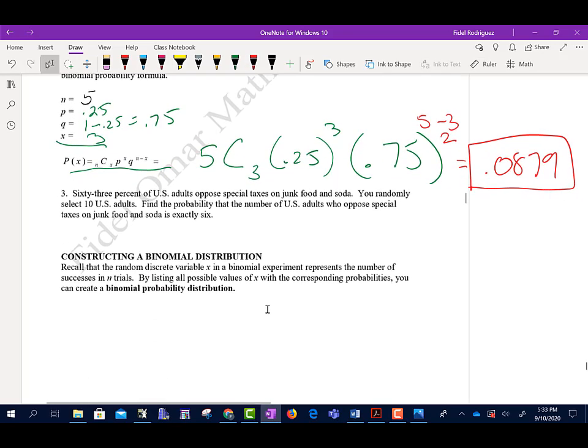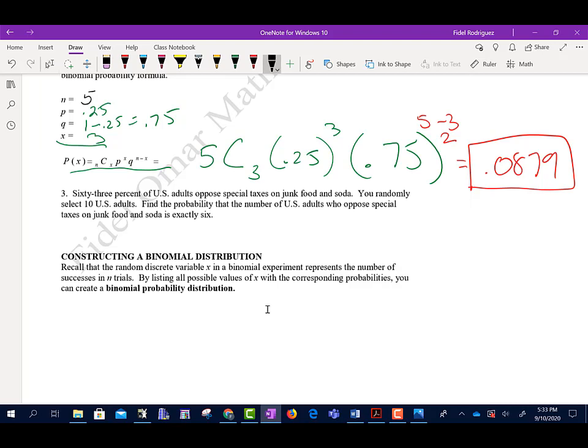Let's try the next one. We'll go about it doing it the same exact way. It says 63% of U.S. adults oppose special taxes on junk food and soda. You randomly select 10 adults. Find the probability that the number of adults who oppose special taxes on junk food and soda is exactly 6.